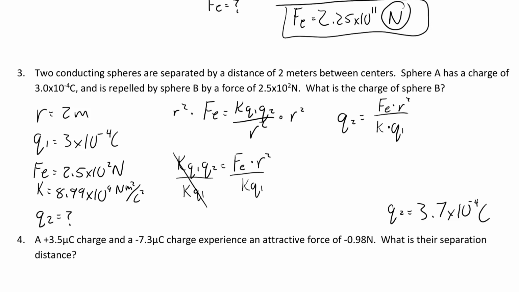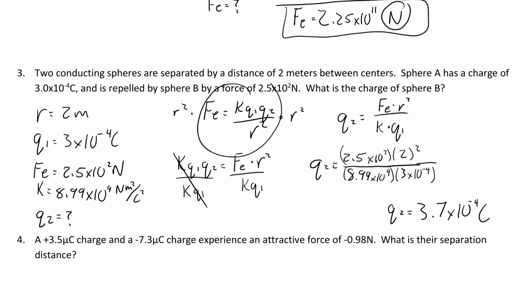And now we have an equation for Q2, which is nice. And now we could plug in those numbers. So this is 2.5 times 10 to the 2 newtons times 2 meters squared, divided by 8.99 times 10 to the 9 newton meters squared per coulomb squared. And then this is 3 times 10 to the negative 4 coulombs. And you get the same answer. So that's just another way to look at it.